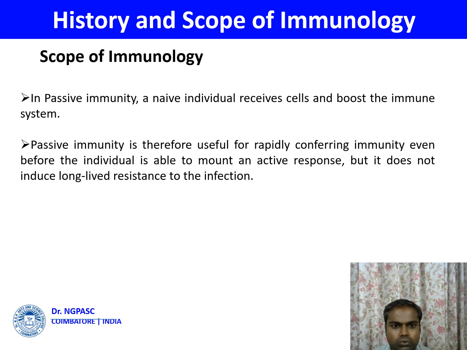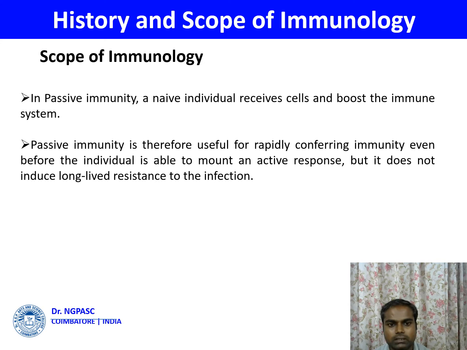Let us see the scope of immunology. We have various scopes under the field of immunology. Let us discuss a few of them. Under immunology, we have immunity. In immunity, we have two major types, that is passive and active.